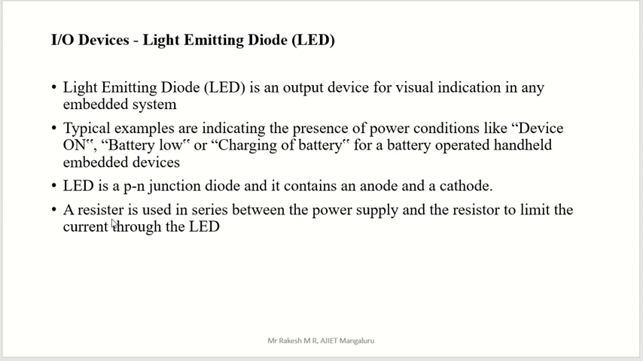A resistor is used in series between the power supply and the LED to limit the current through the LED. We use resistors to control the LED. If a lot of power is given to the LED, there may be a chance of losing the LED. That's why we have to protect it, and for that purpose we use one device to limit the current through the LED, that is a resistor. This concept is related to the LED, which we use as an output device, one of the input output devices of the embedded system.